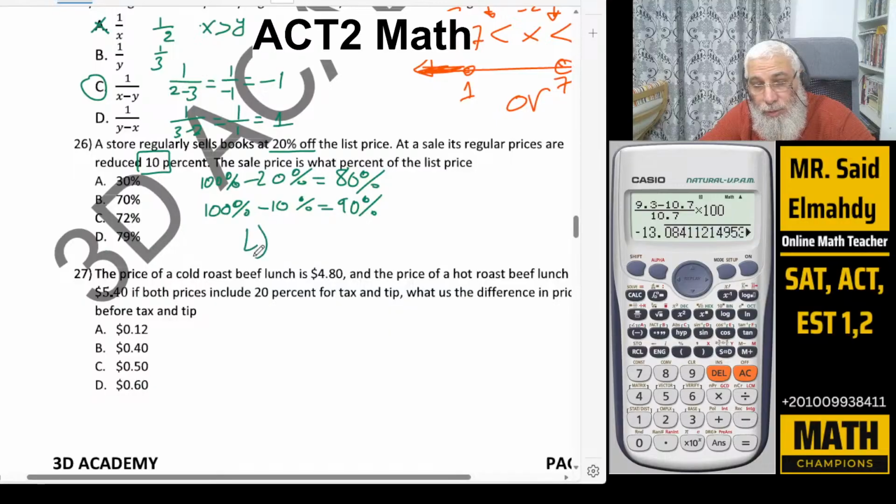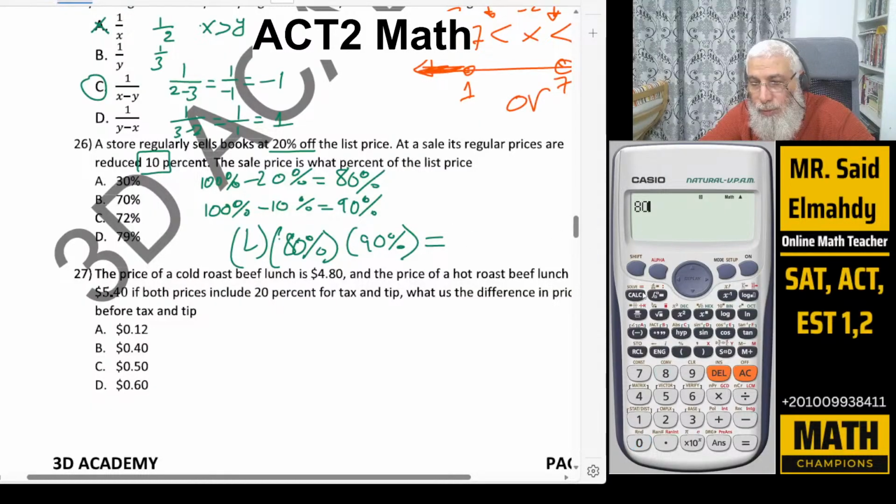The sale price is what percent of the list price? So we multiply list price times 80% times 90%. If you multiply this using a calculator, you will get 72%. 80% multiplied by 90% is equal to 0.72, and this is equal to 72%.